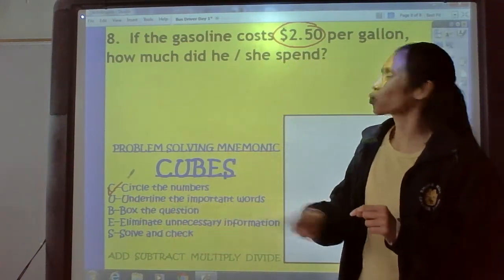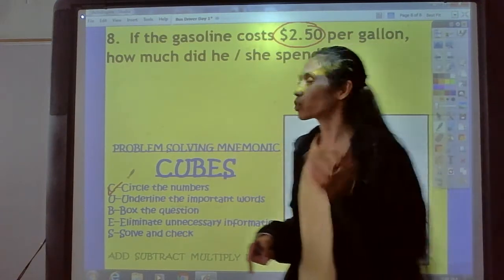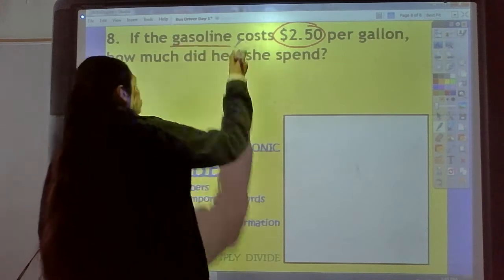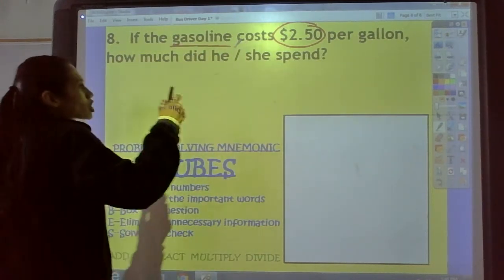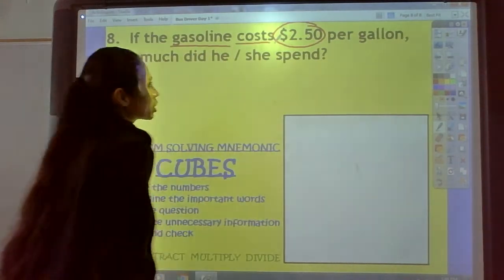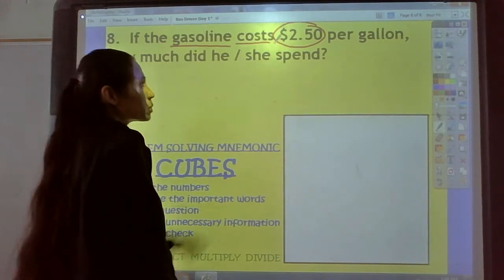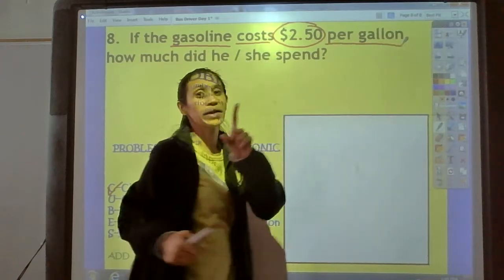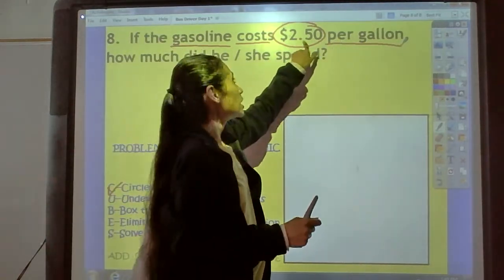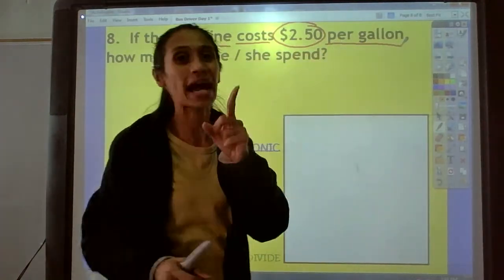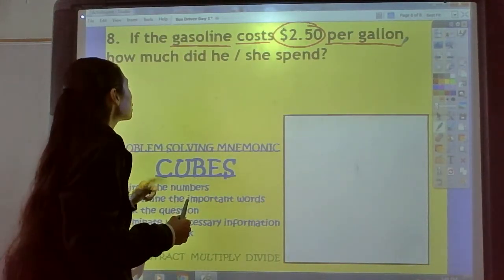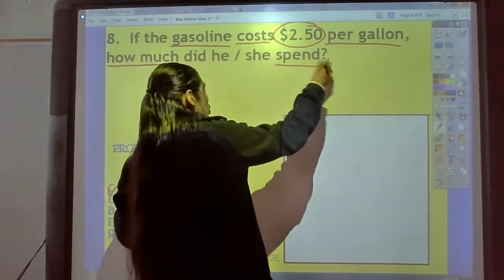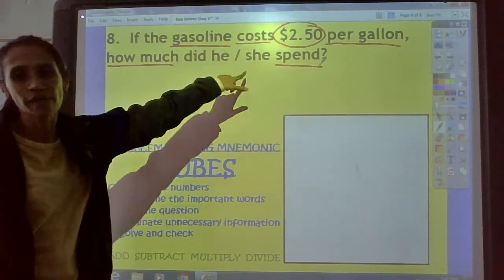Underline the important words. Help me underline some important words. Call them out to me. All right, we can underline gasoline. We can underline cost. What else can we underline? Gallon, but you know what? I want to underline per gallon. Per means one. For 1 gallon, that means it's $2.50 for 1 gallon. What else? How much? Spend. And you can circle if your bus driver is a male or a female.